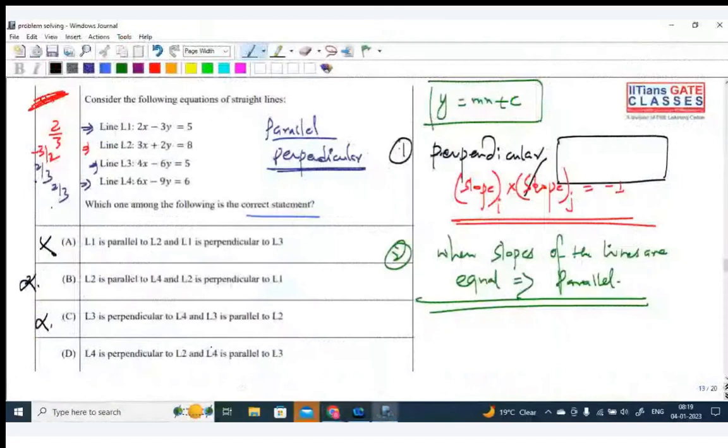So now last is what? L4 is perpendicular to L2. Yes, correct, because if you take the product minus 3 by 2 into 2 by 3, which is giving you minus 1. And L4 is parallel to L3. Yes, it is also correct, right? So option D is correct.